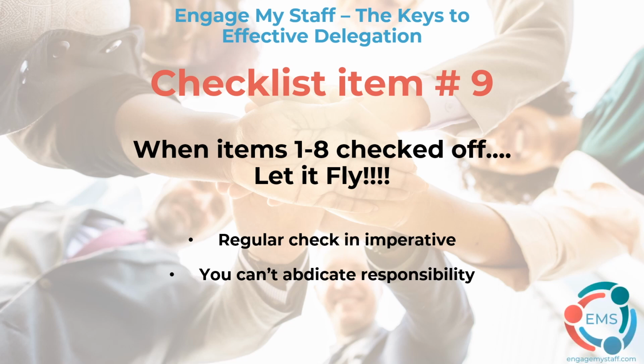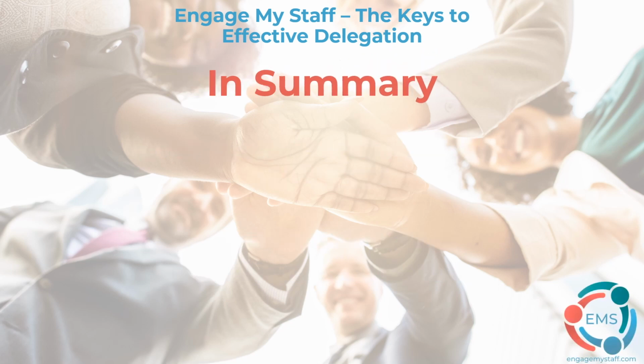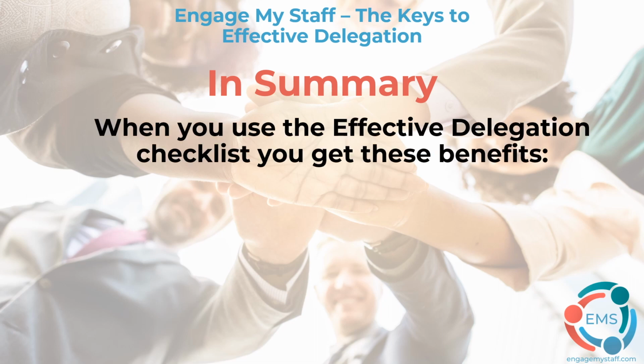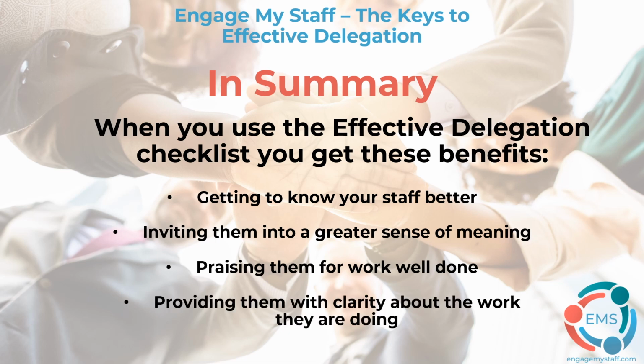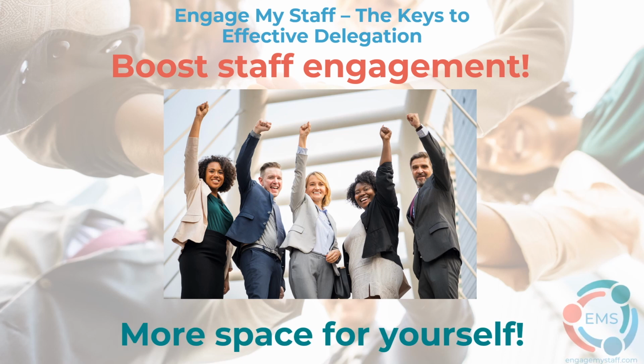Let's just summarise. When you are using the effective delegation checklist, you are building staff engagement by default because you are getting to know your staff better, inviting them into a greater sense of meaning in the business, praising them for work well done in the past, and ensuring they have clarity about the work they are doing. All these are key elements of staff engagement. And you're creating more space for yourself. It's really a win-win situation.